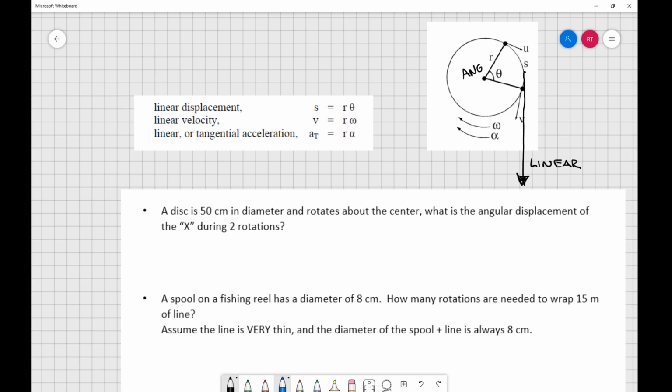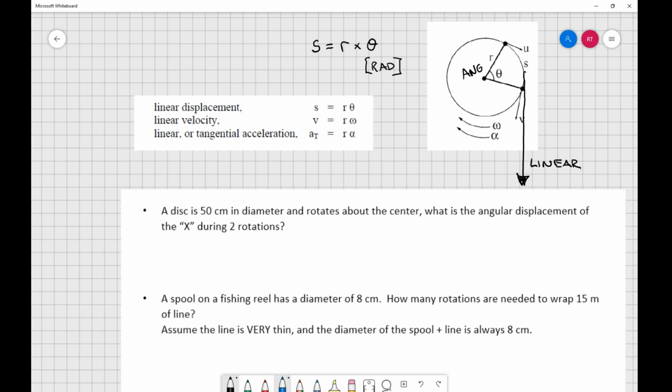We use this where, first of all, we take our linear displacement. What we say is S, which is the linear distance we used in our linear motion, is equal to how large the circle is, the radius, times theta, the number of radians that the circle has rotated.